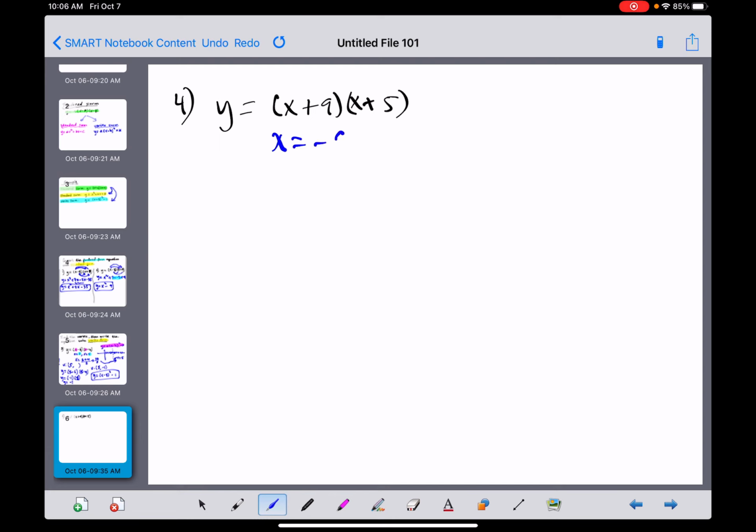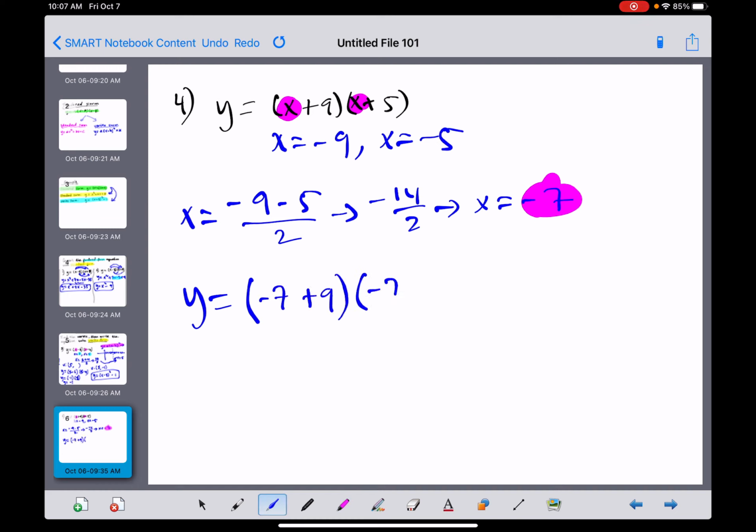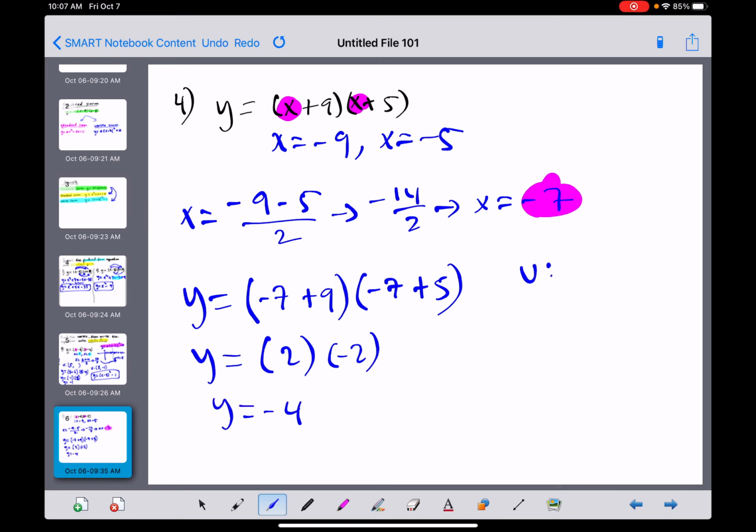So x equal to negative 9 and x equal to negative 5. Those are the x-intercepts. So you can either plot on a graph and get the axis of symmetry, or you can just do what I did earlier, which is add these two and then divide by 2, which is negative 14 divided by 2. So x equal to negative 7. Okay, and then to find the other half, I'm just going to use that answer and plug it into where the x is, okay? So it becomes negative 7 plus 9 and negative 7 plus 5. So y is equal to 2 times negative 2, which is negative 4. So my vertex is at negative 7, negative 4.